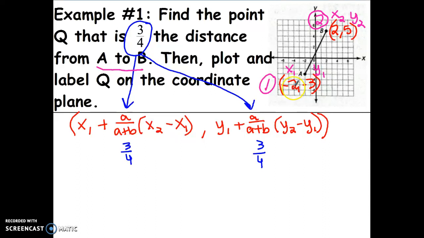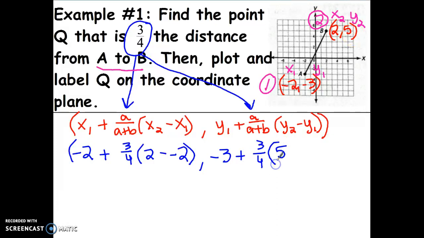Okay, so our x1 we see is -2. Bring down your plus sign. Our x2 is 2 minus our x1, which is -2. Okay, notice we have a minus and we have a -2. Okay, do not forget your minus. It's included in the formula. Okay, so our y1 is -3. Bring down your plus. Our y2 is 5 minus our y1, which is -3. Okay, so now we have everything filled in, plugged in.